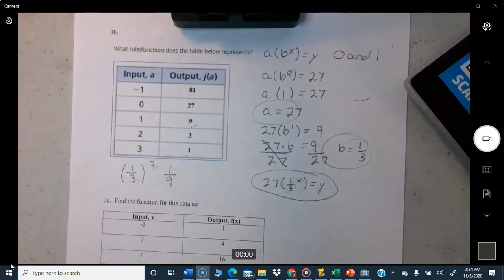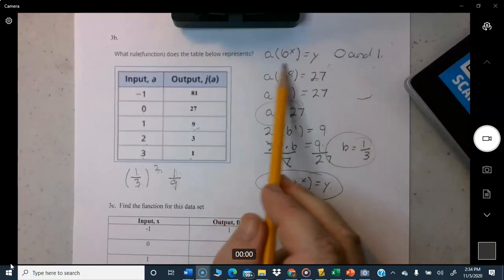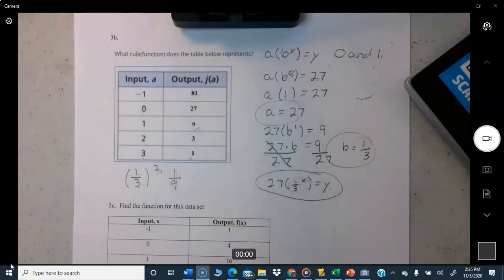3C is done exactly the same way. Choose 0 and 1. There's the general form of the equation that you have to fill out, and that's that.